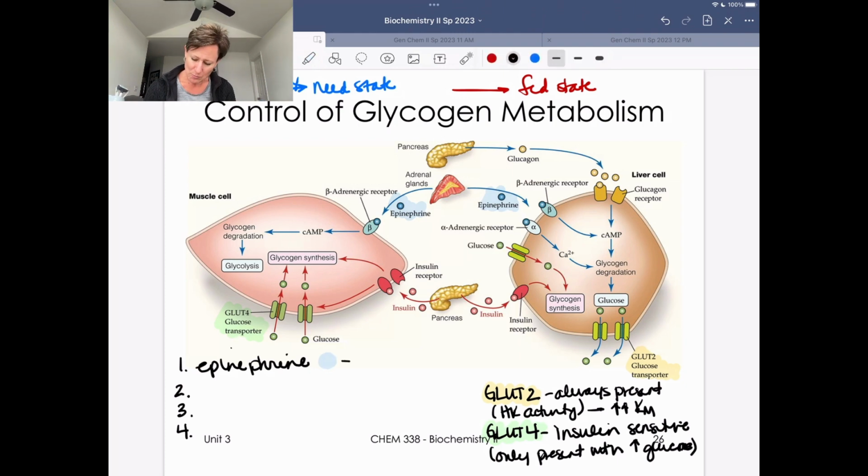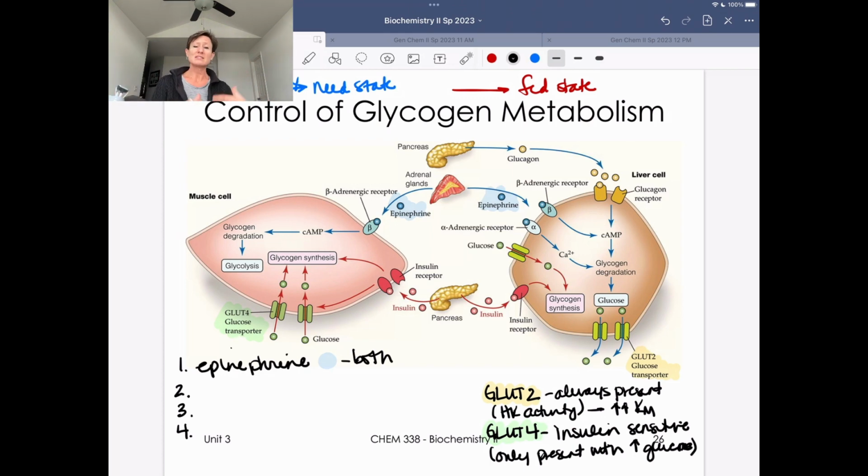And what we're going to see is that both liver and muscle respond to epinephrine. But remember what epinephrine really is. Epinephrine is our fight or flight hormone. And so it makes sense that if something's going on where we are stimulated and we're going to have to fight or flee, the liver should be breaking down glycogen and flooding the blood with glucose so that we have it as an energy source.